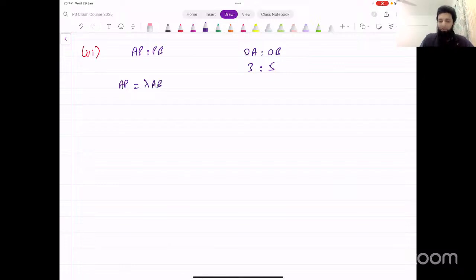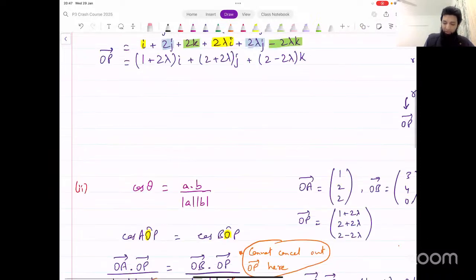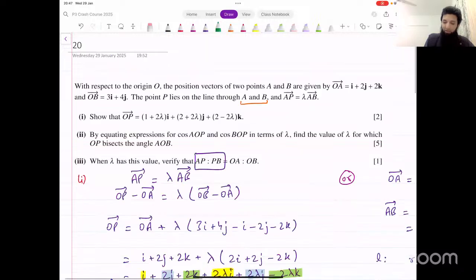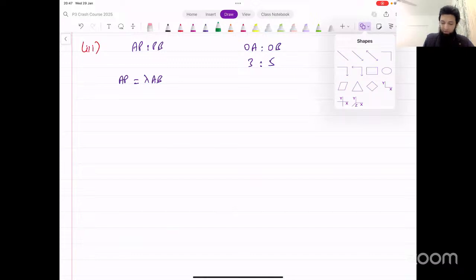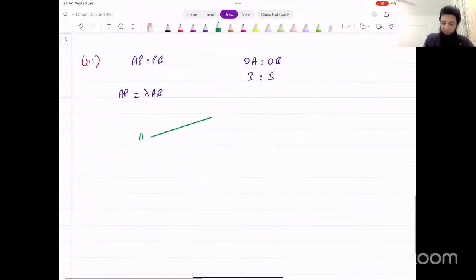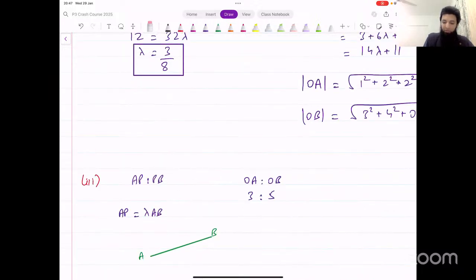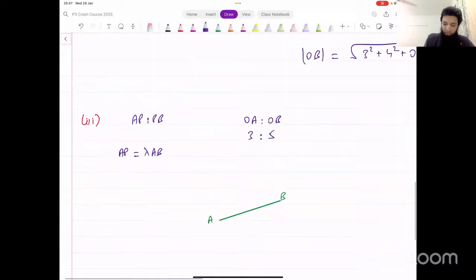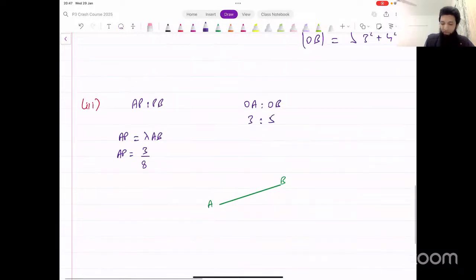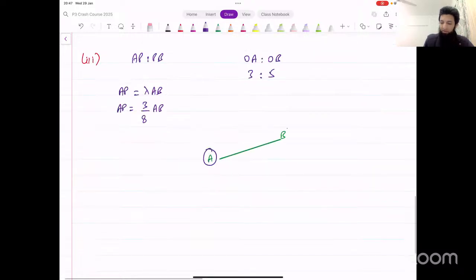Okay. Now think about what the situation looks like. The question says the point P lies on the line through A and B. So the point P lies on that line AB. It has to be on that line. So if this is what the ratio looks like, let's draw that line. Let's say we have a line like this. We have A here, we have B here. Lambda we found to be 3/8. So we can say this ratio therefore becomes AP equal to 3/8 times AB.